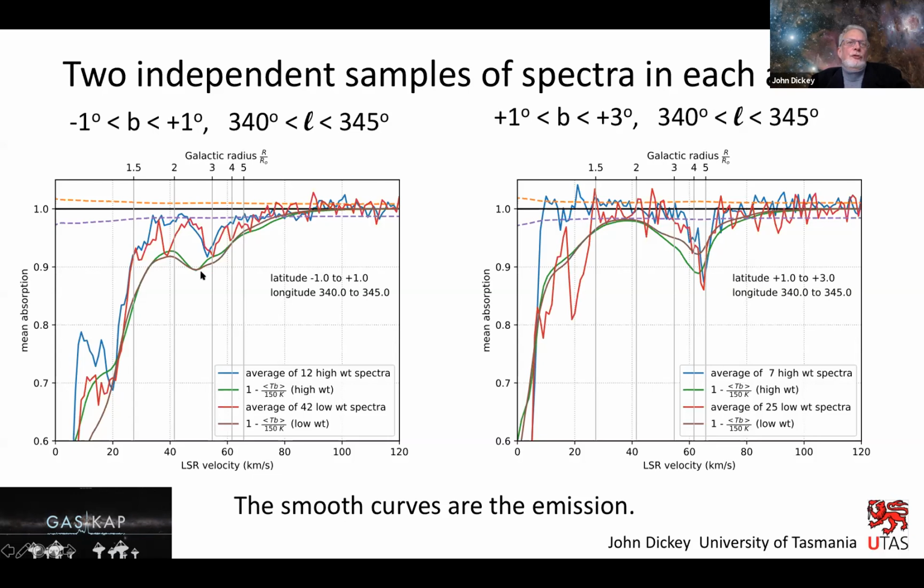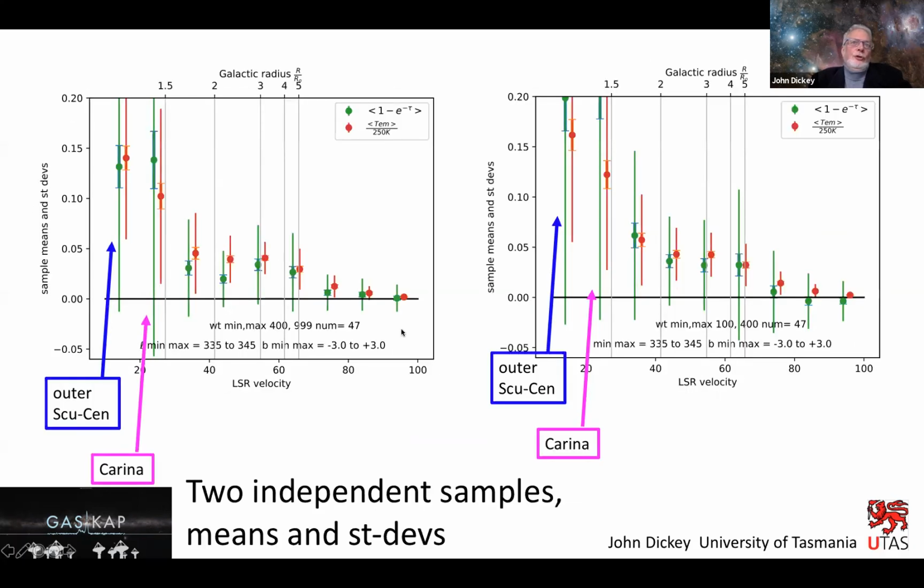This is, of course, velocity at the bottom, but the corresponding galactic radius going out here, so 2, 3, 4, 5 times the solar circle radius. So here we're all the way out to about 40 kiloparsecs, here about 32. And we're still seeing CNM, we're still seeing absorption, and we're also seeing emission, of course.